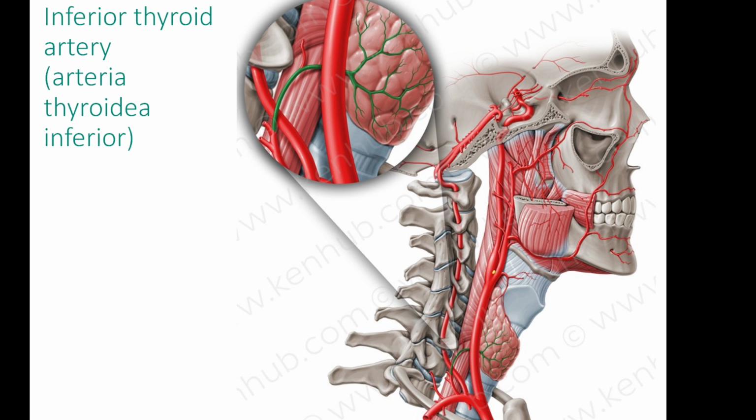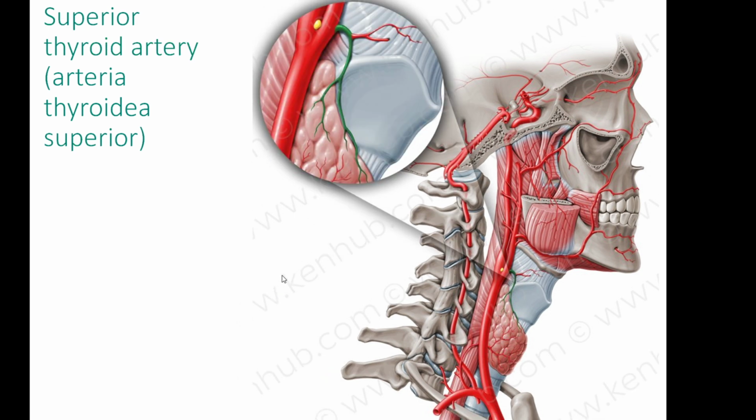Here you can see the inferior thyroid artery that arises from the thyrocervical trunk. This is the branch of the subclavian artery. Superior thyroid artery, the branch of the external carotid artery, usually the first branch of this artery.